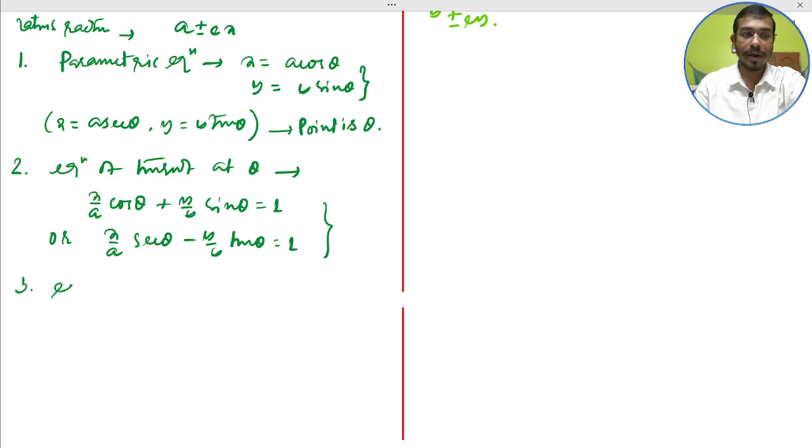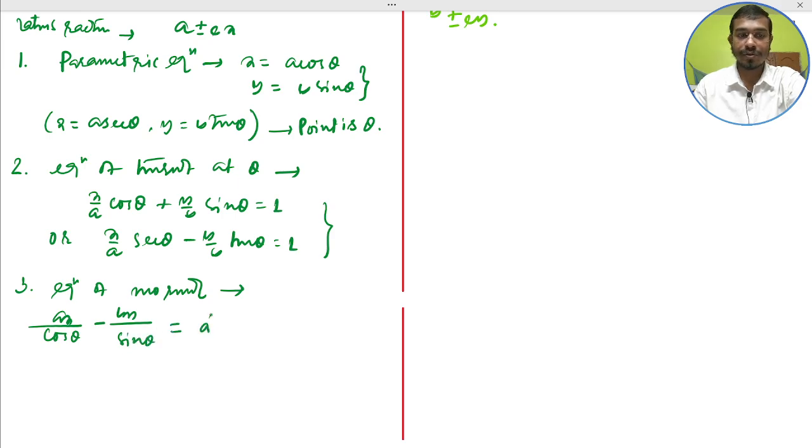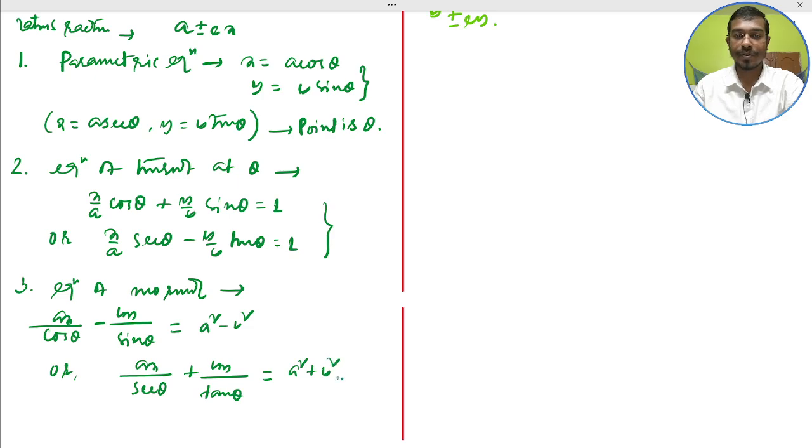Next, the equation of normal. Equation of normal at the point theta: ax by a cos theta minus by by sin theta is equal to a square minus b square, or it is written in another form, ax by sec theta plus by by tan theta is equal to a square plus b square. Okay, this is the equation of normal.